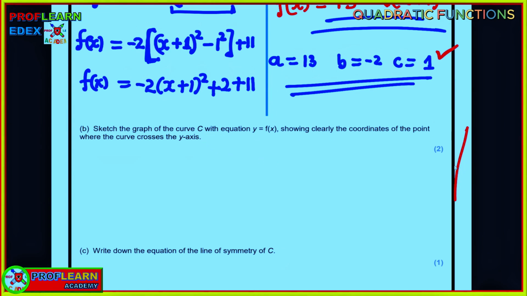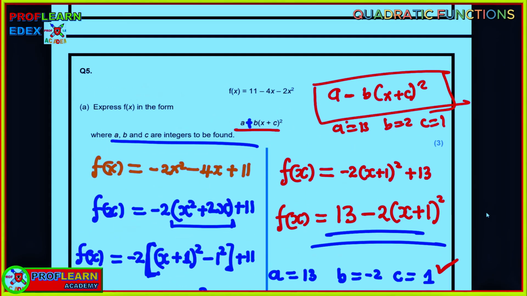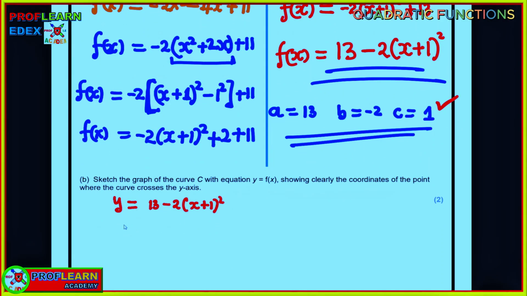Right. Sketch the graph C. And the graph of C, of course, is y equals 13 minus 2 into x plus 1 squared. Now, let's look here. What's the turning point? Turning point of this graph. What's the turning point of this graph?